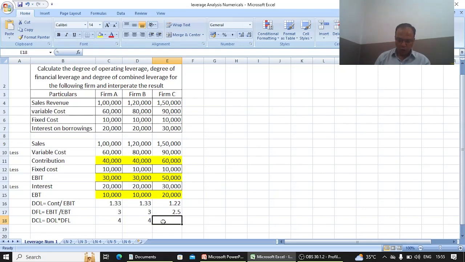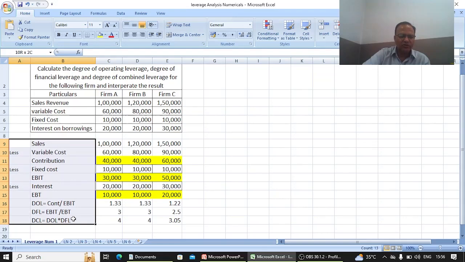One point two two into 2.5, it is 3.05. So this is a solution of a numerical. I think it should be very much clear to all of you. It means simply whenever we have to do this type of problem, we have to write down this format first of all. After that we will do another thing.